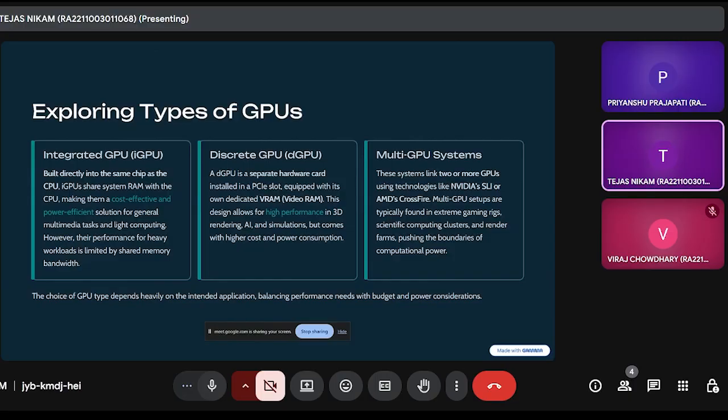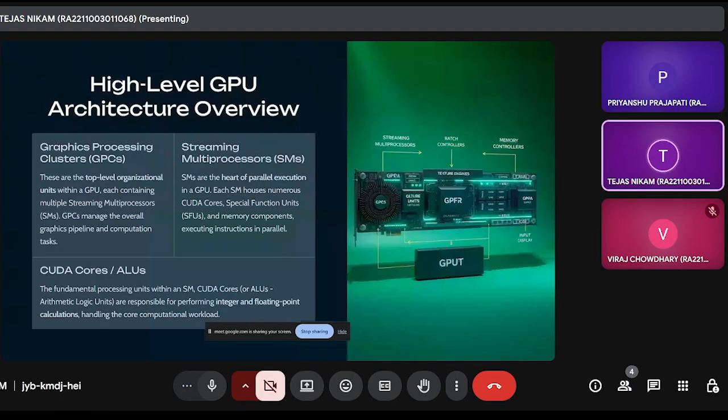Now next we have the high level GPU architecture overview. So basically, first let's talk about the graphic processing clusters or the GPCs. These are top level organizational units within a GPU, each containing multiple streaming multiprocessors or SMs. GPCs manage the overall graphics pipeline and computation tasks.